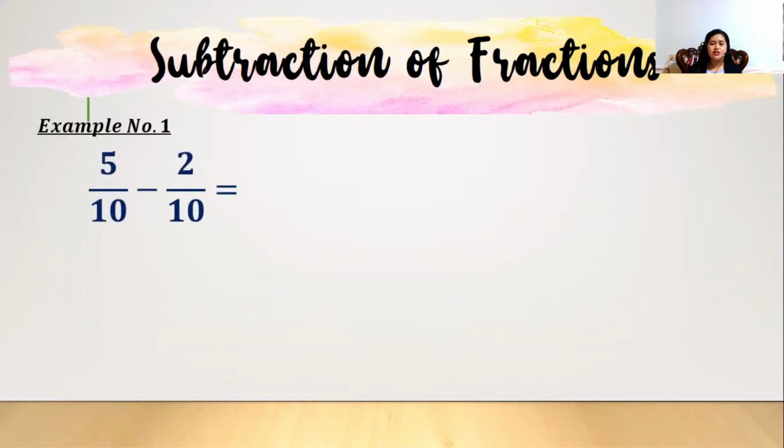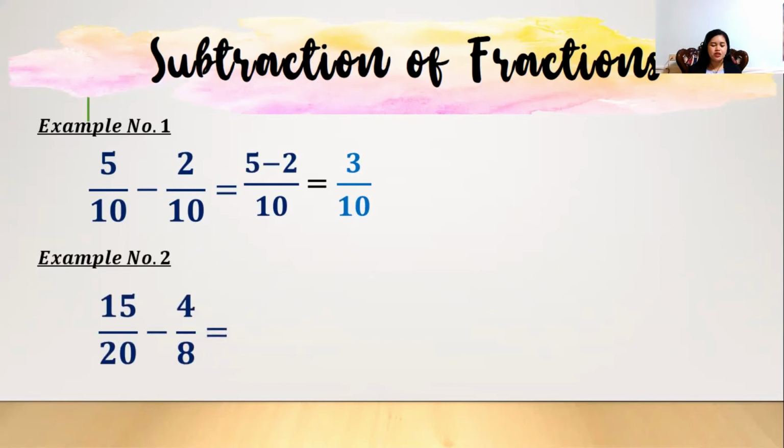Okay, let's have this as an example. We have 5/10 minus 2/10. Similar or dissimilar? We have similar fractions for this example. Same process as in addition. If similar fractions, you copy the denominator and then you operate on the numerators. So we have 5 minus 2 over 10. So the result is 3 over 10.